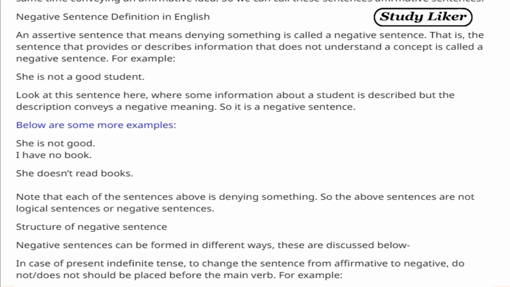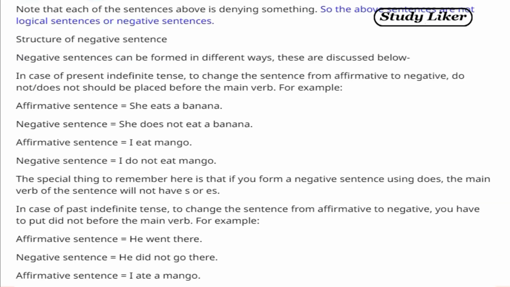Below are some more examples. She is not good. I have no book. She doesn't read books. Note that each of the sentences above is denying something. So the above sentences are negative sentences.